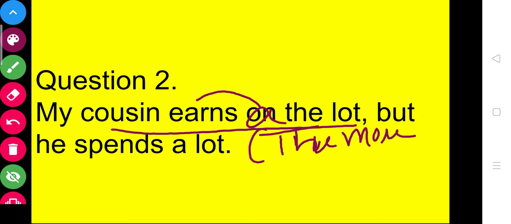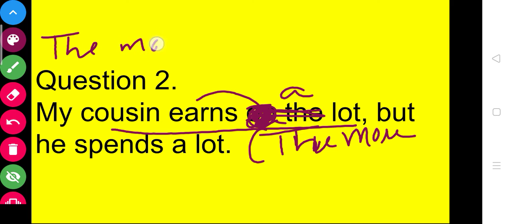My cousin earns, no, this is wrong, this is not to be there. Okay, my cousin earns a lot but he spends a lot. So one and the same thing. Okay, we have to write that statement like, my cousin earns a lot but he spends a lot, but the question answer is to be started with the more.